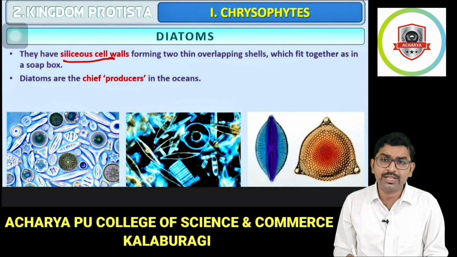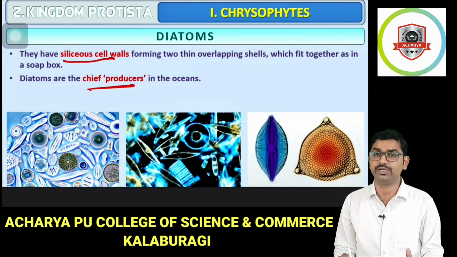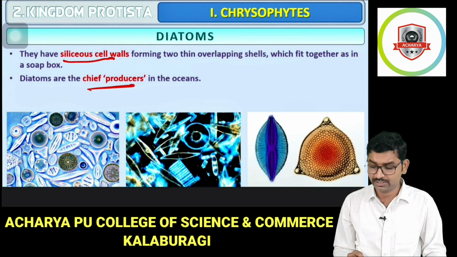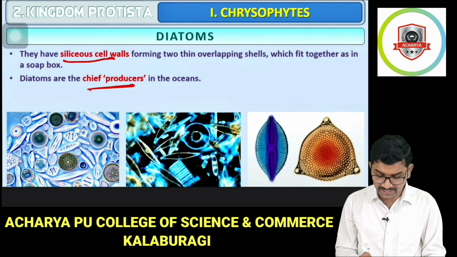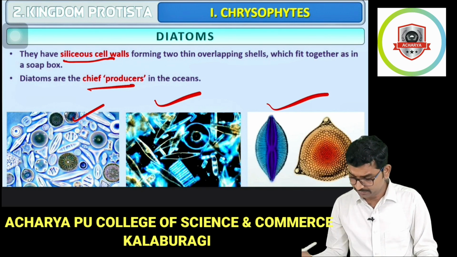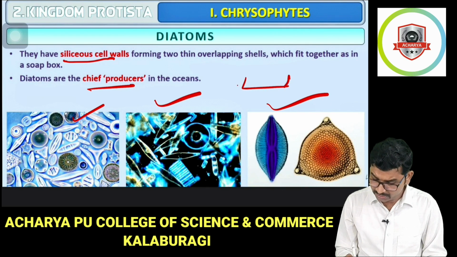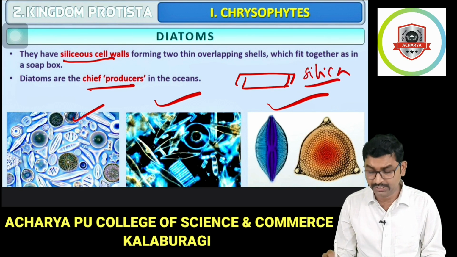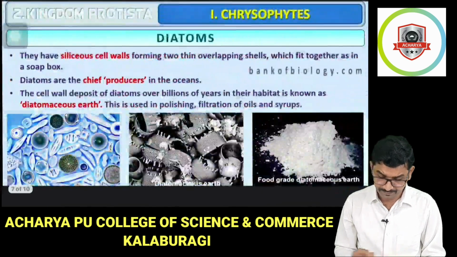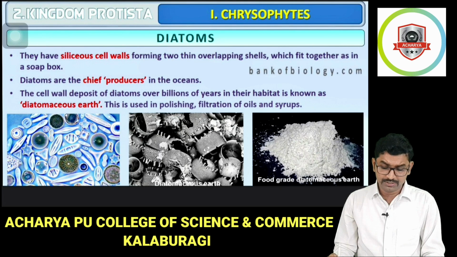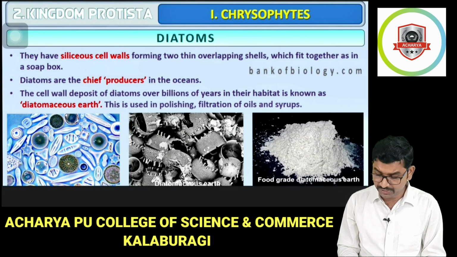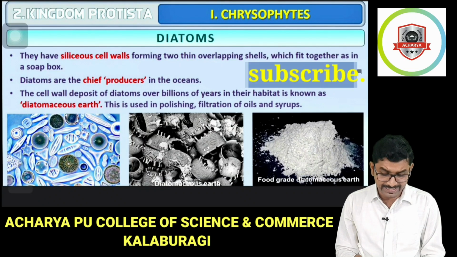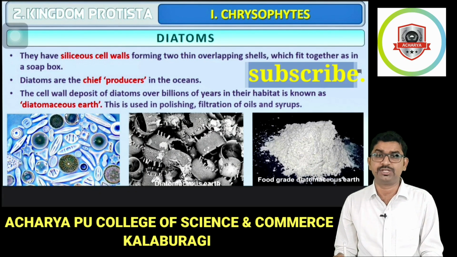Diatoms, we call them chief producers in the ocean. They occupy the very basic position in the oceans. That is why we call them chief producers in the oceans. You can see the images displayed here, the diatoms. As I said, the cell wall composition has silica. Cell wall composed of silica. Because of the siliceous cell wall, they form the overlapping shells which fit together, as I have shown here. This part. Clear? So they fit together, and they occupy the chief producers position in oceans.